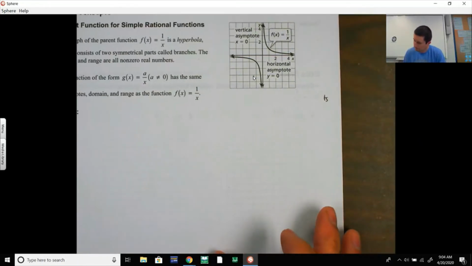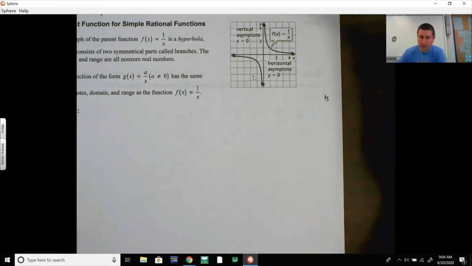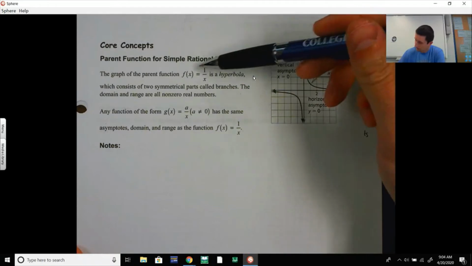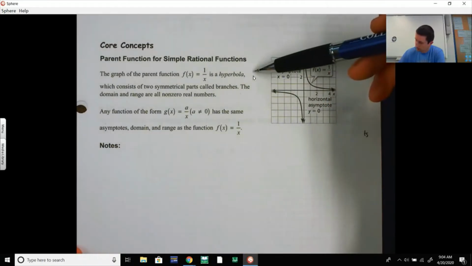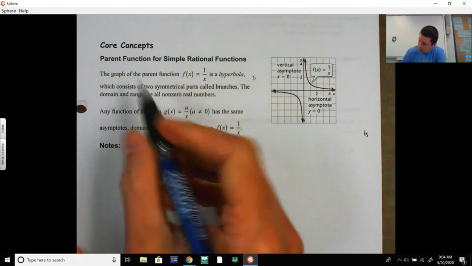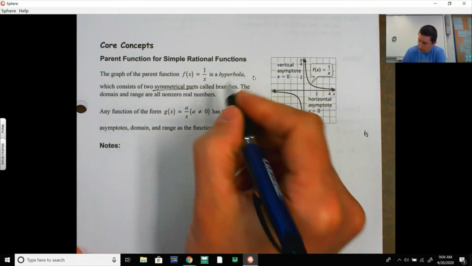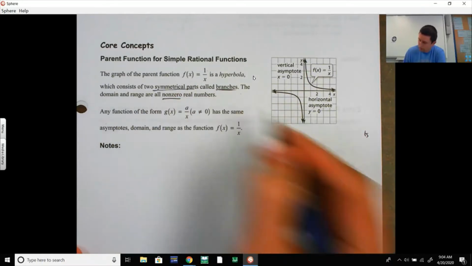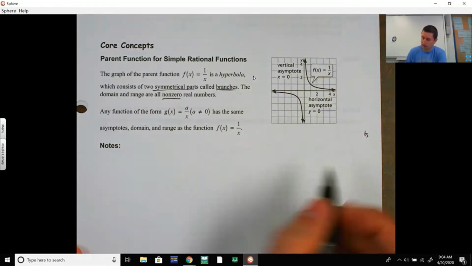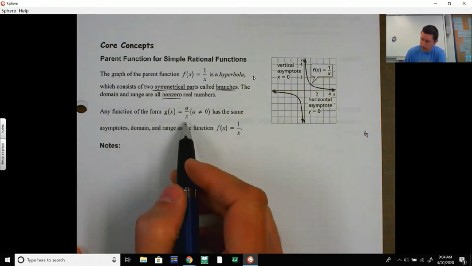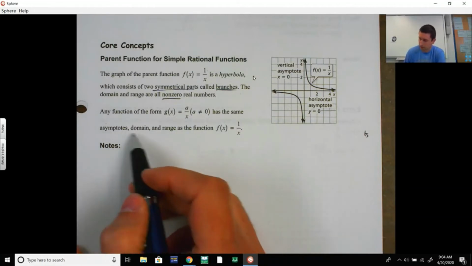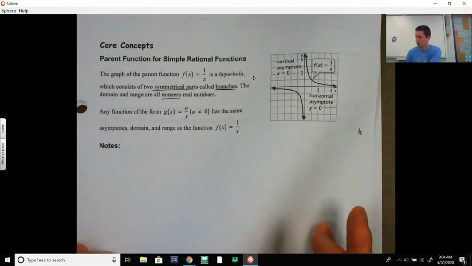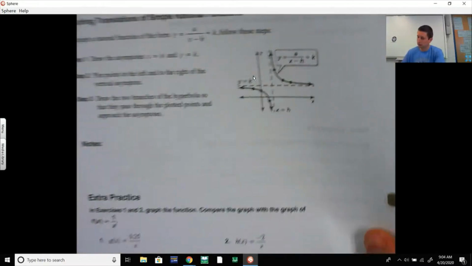Okay. So here's kind of the summary of what we have. The graph here, 1 over x, it's called a hyperbola. It consists of two symmetrical parts called branches. There's your branches. The domain and range are all non-zero real numbers, everything but 0. Okay, any function of the form a over x, where a is not 0, has the same asymptotes, domain, and range as your parent function. Okay, and those are the first ones we're going to look at.